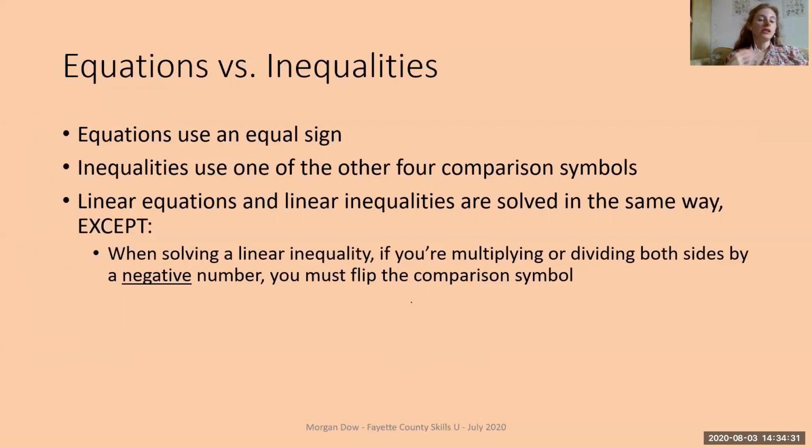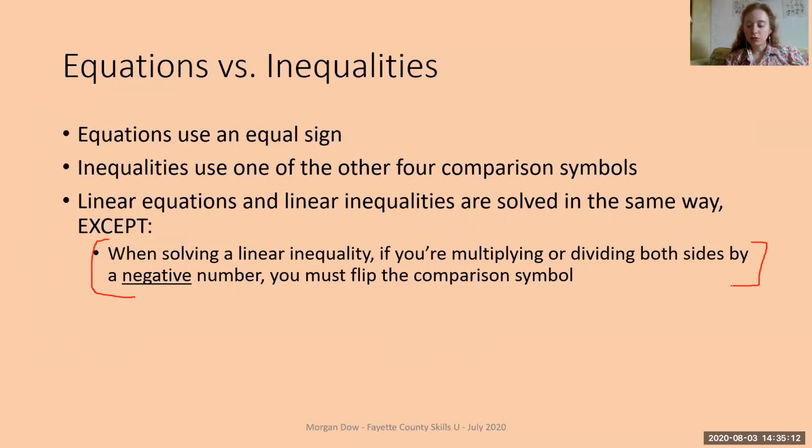When we get to actually solving linear inequalities, we're going to find that they are solved in the same way as linear equations. So linear equations and linear inequalities are solved in basically the same way, except there's one extra thing we have to keep in mind if we're solving an inequality that has one of our four comparison symbols in it. And that rule that we need to remember is that when you're solving a linear inequality, if you multiply or divide both sides by a negative number, you must flip the comparison symbol.